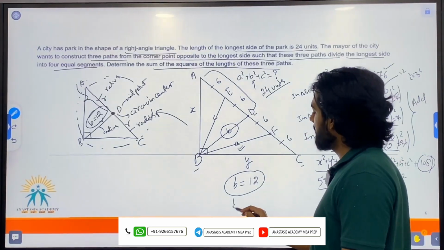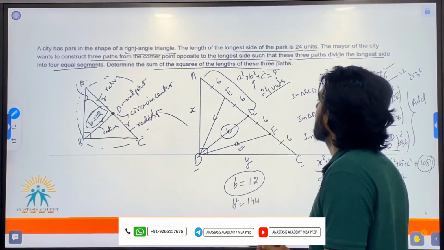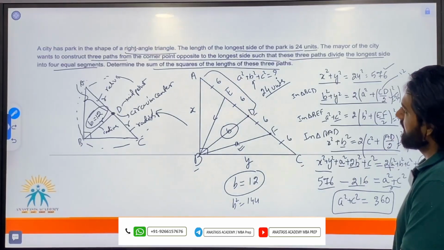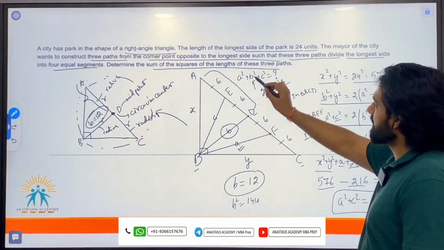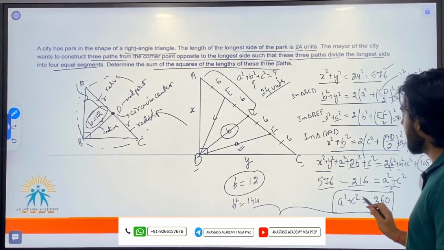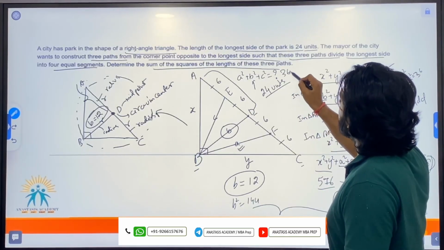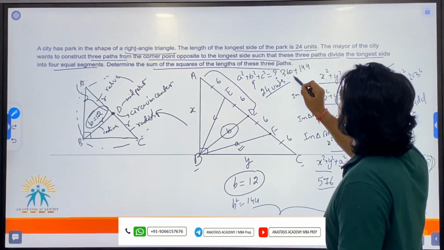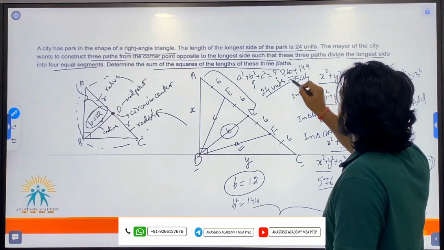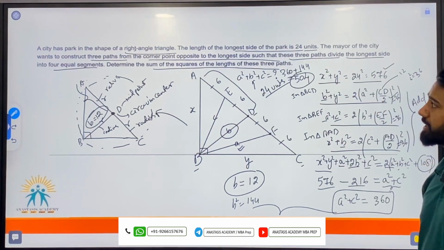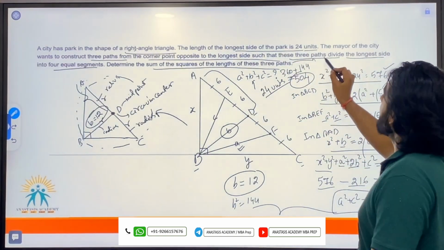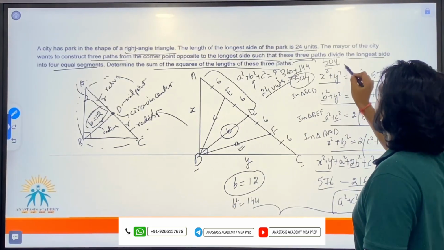So b square would be 144, and the sum of squares of these three would be 360 plus 144, which is equal to 504. So the correct answer to this question is 504 units.